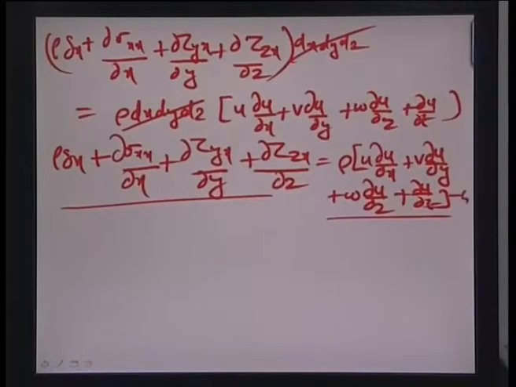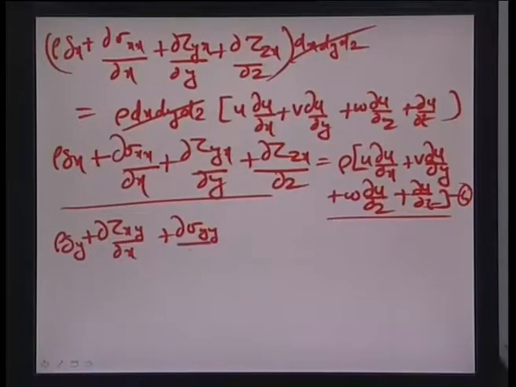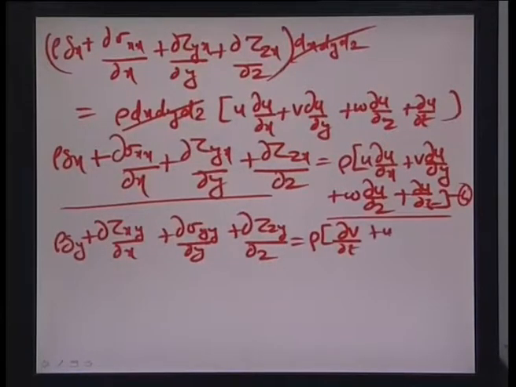Similarly, we will do the same kind of analysis in the y and z directions respectively. The equations that we get as a result, I am just writing down. Let this be equation 4. Similarly, we have equation 5 in the y direction as a comparison between all y forces: rho gy plus del tau xy by del x plus del sigma yy by del y plus del tau zy by del z equals rho times del v by del t plus u del v by del x plus v del v by del y plus w del v by del z.